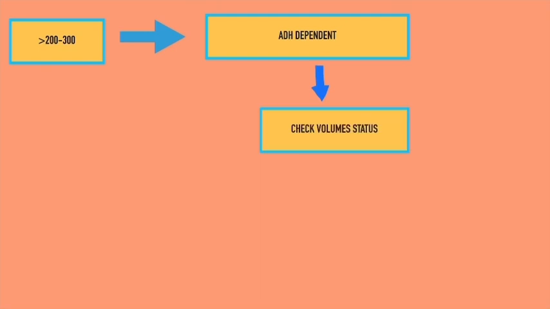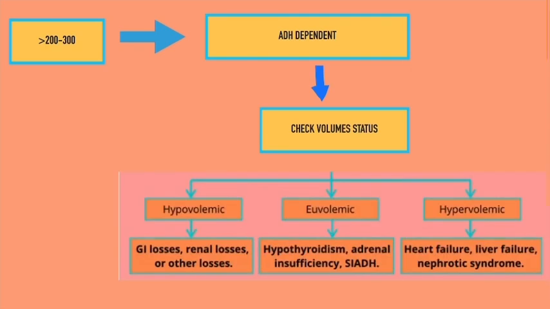So in case of ADH dependent hyponatremia, check volume status of the patient. So patients can be grouped into hypovolemic hyponatremia, euvolemic hyponatremia, and hypervolemic hyponatremia. The causes of hypovolemia are GI losses, renal losses, and the causes of hypervolemia are heart failure, liver failure, nephrotic syndrome. The causes of euvolemic hyponatremia are hypothyroidism, adrenal insufficiency, and SIADH. Actually, SIADH is a diagnosis of exclusion. So this is the algorithm of hyponatremia.